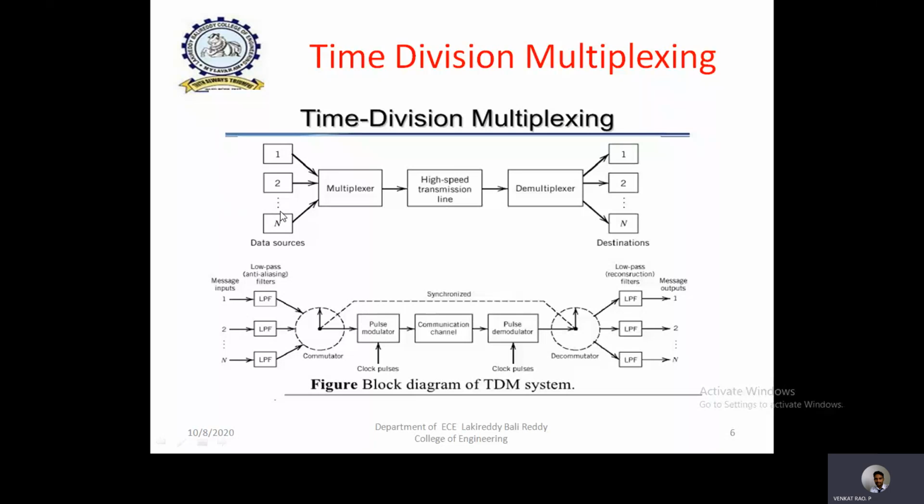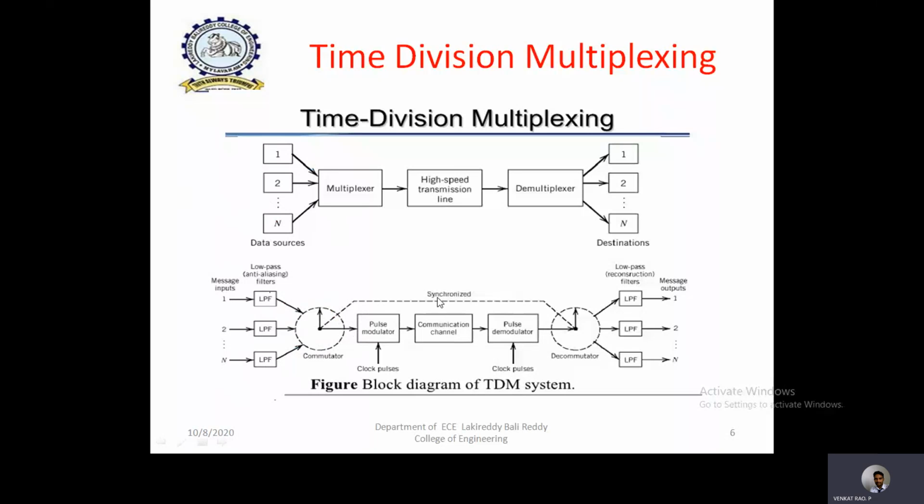In time division multiplexing, the input signals, which are generally in analog form, are first converted into sampled signals by using this commutator. This is like a switch. When the switch is connected to any one position, the sample of the corresponding input signal is transmitted to the channel. If the commutator switch is connected to another position, the sample of the second signal is transmitted. Then if it is connected to another one, the sample of the third signal is transmitted. Like that, for all the input signals, different samples are transmitted in a single channel. That is why it is called time division multiplexing.